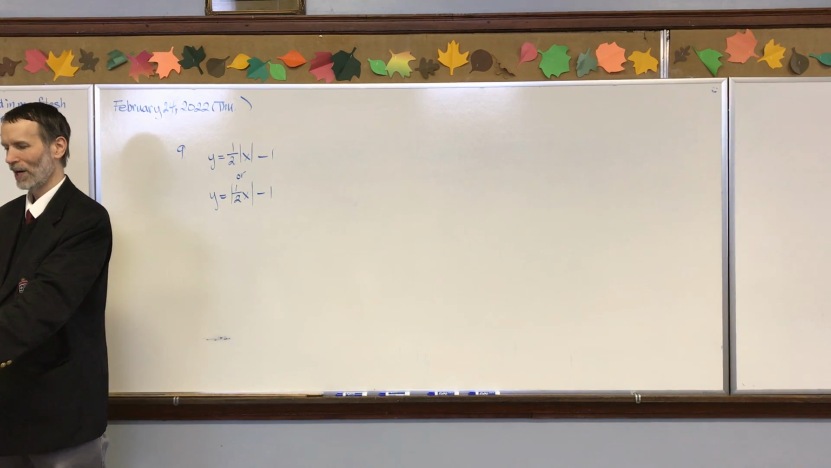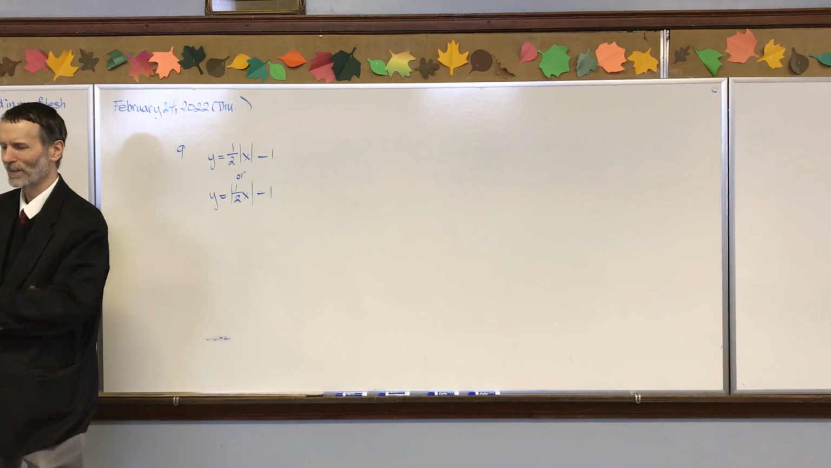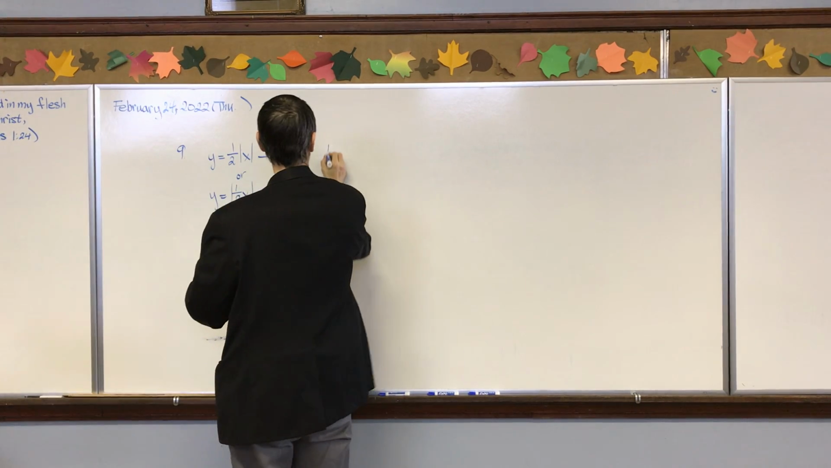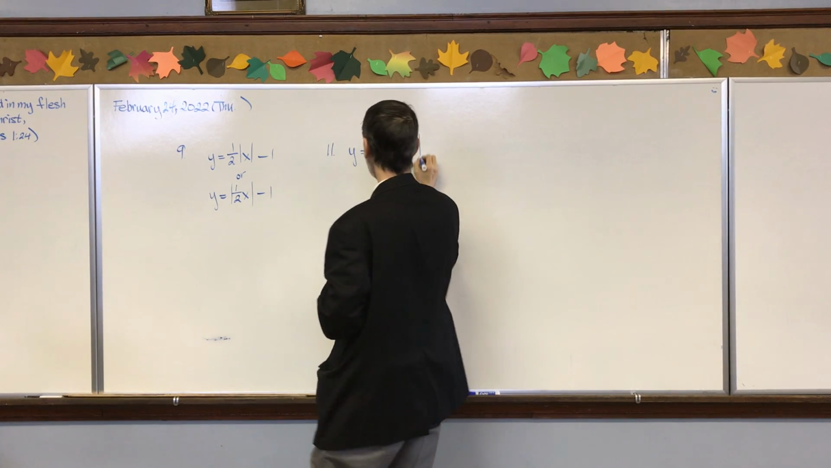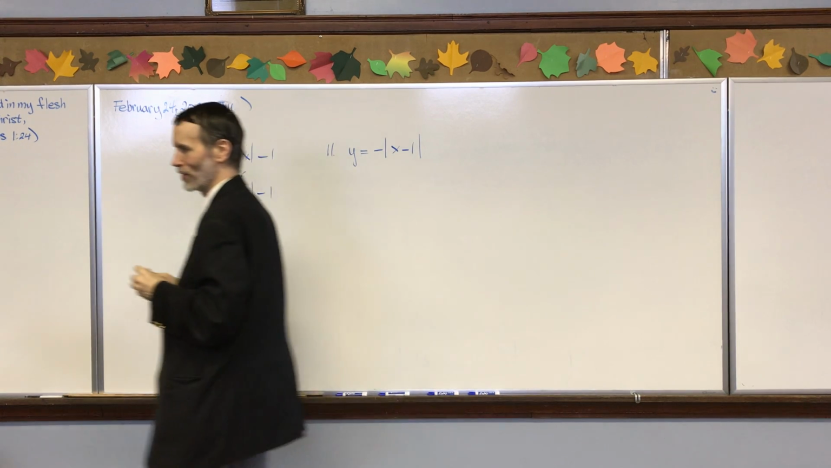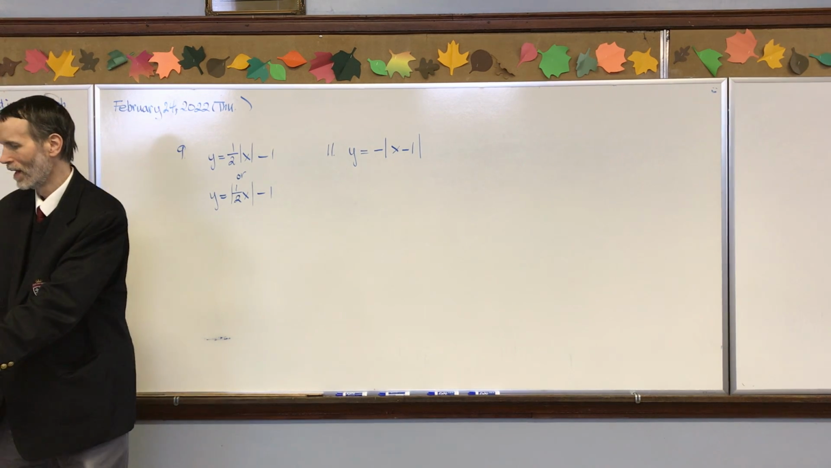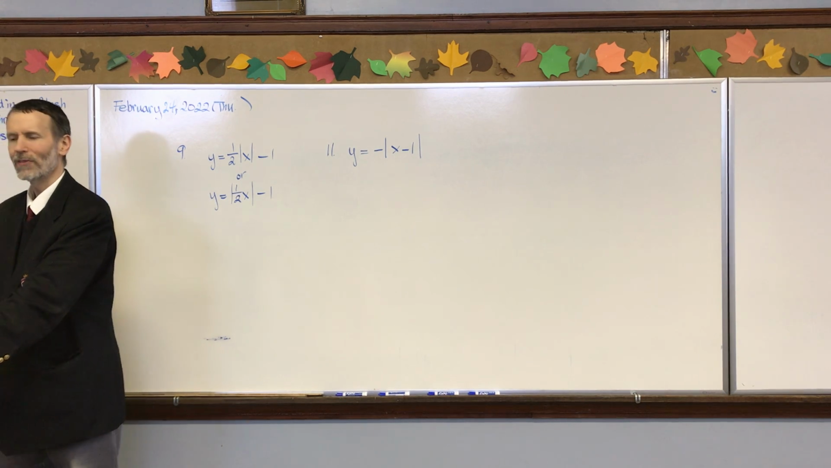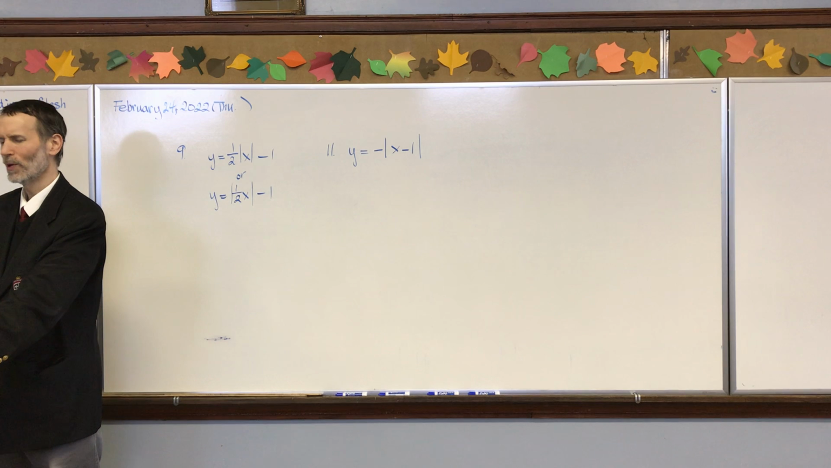Number 11, parent graph is y equals absolute value of x. The child graph is y equals negative absolute value of x minus 1, with the minus 1 inside, because it got moved to the right one. Make sense? Number 12, parent graph is y equals x squared. Child graph is parentheses x plus 2 parentheses squared with a plus 1 afterward. So 2 to the left and 1 up. And it repeats 9, 10, 11, and 12.